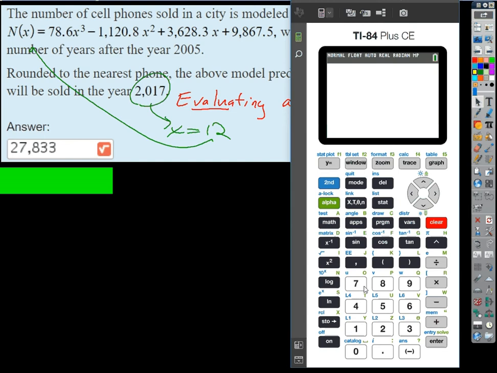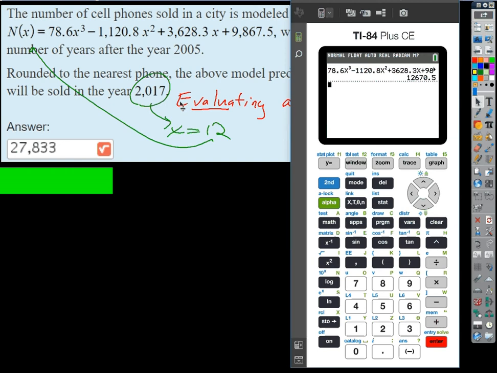So I'm going to say 78.6x cubed minus 1120.8 x squared plus 3628.3 x plus 9867.5. Okay? So I enter that and I get something, right? When I enter that, I get some number back that's meaningless. Okay, but here's what I can do now.